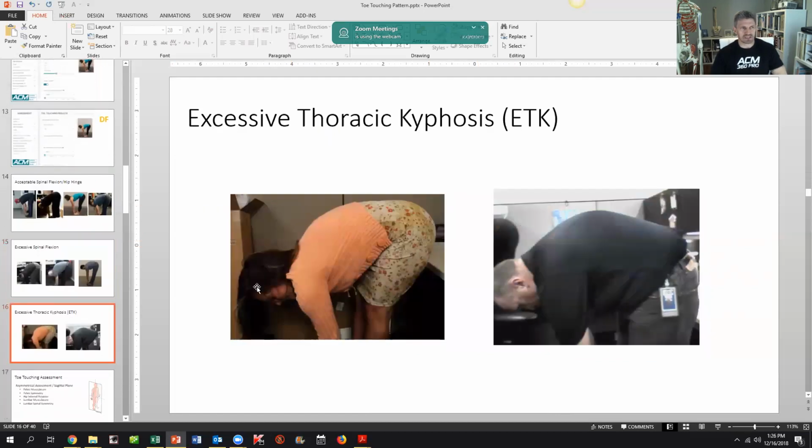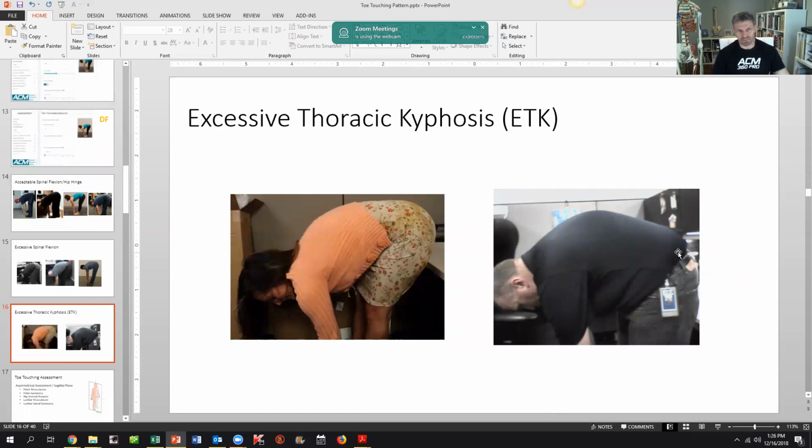This is what I would consider excessive thoracic kyphosis, or we call it ETK. There was actually a paper on this new syndrome, ETK, and it sounded so serious, but it just means excessive thoracic kyphosis. Now listen, when you have someone bend over, you're going to see flexion in the hip. You're looking for that, but you're going to see all kinds of different things.